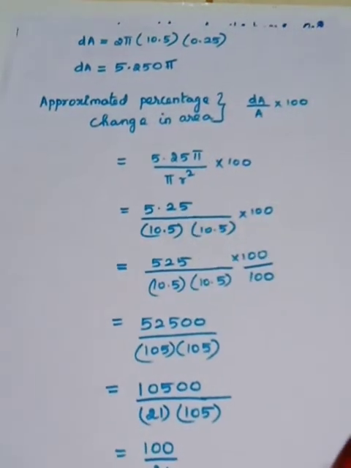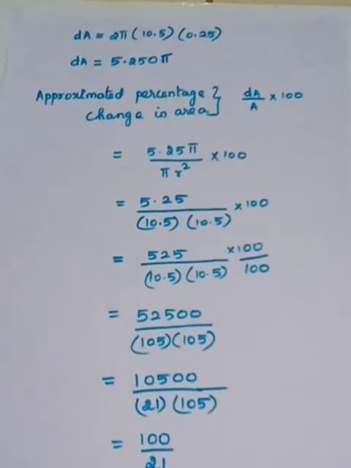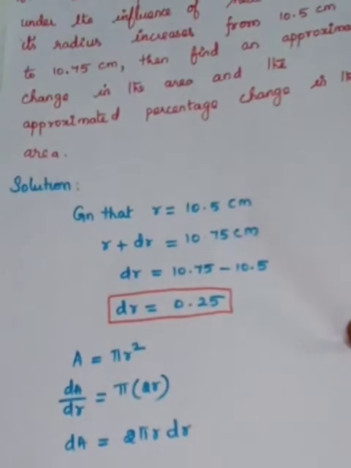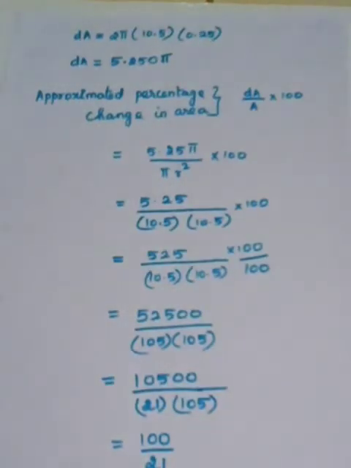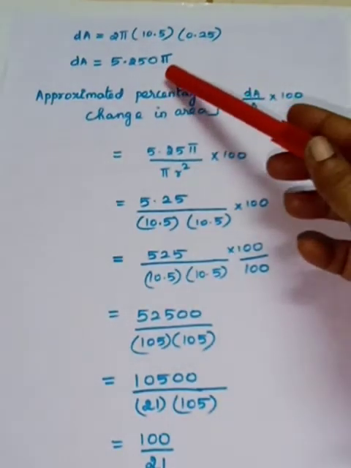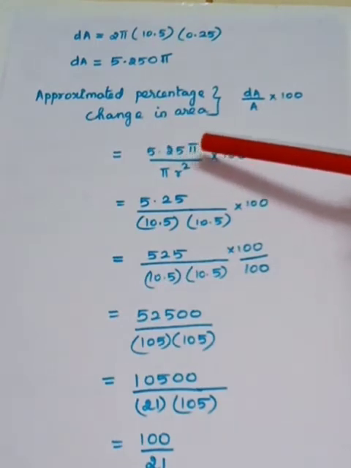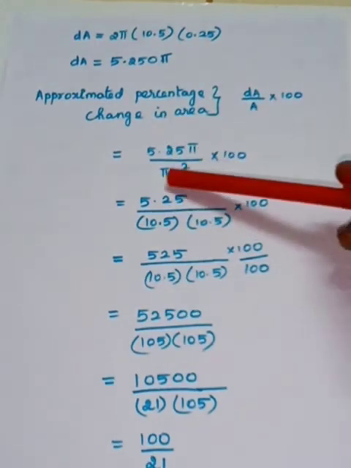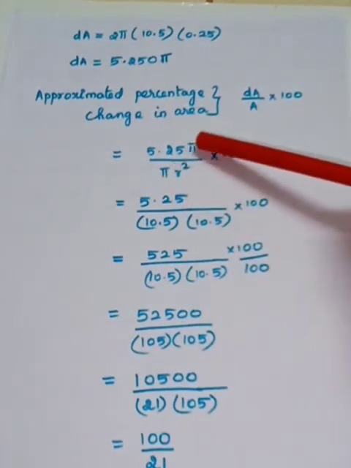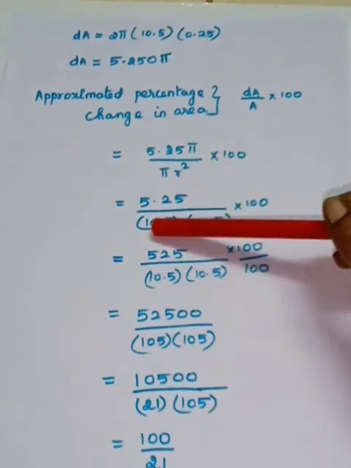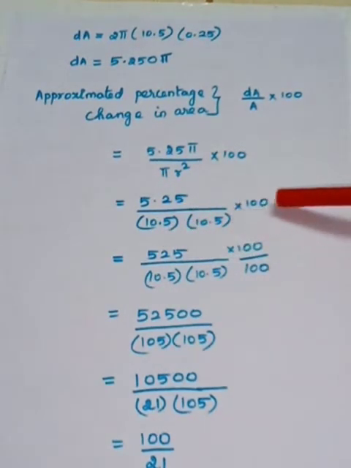So the next one, what is asked in the question? The second one, the approximated percentage change in the area. So first we have to find the percentage change in the area. That is nothing but dA by A into 100. What is dA? We have found it, 5.250 pi. What is A? A is pi r squared, into 100. In the place of r, what do we have to write? It is 10.5. Okay, so pi gets cancelled. Here you have r squared, so 10.5 into 10.5 into 100.